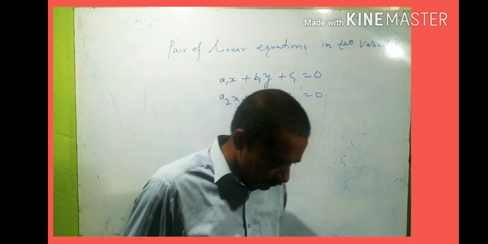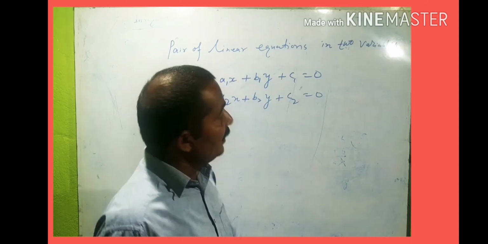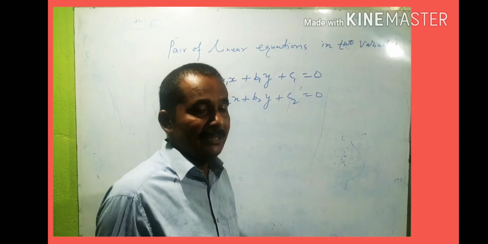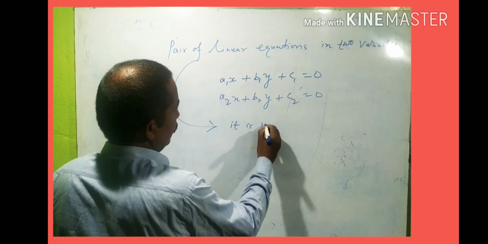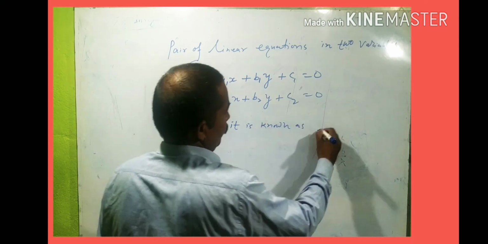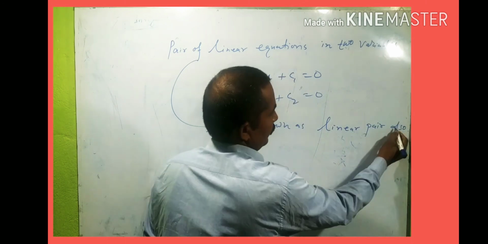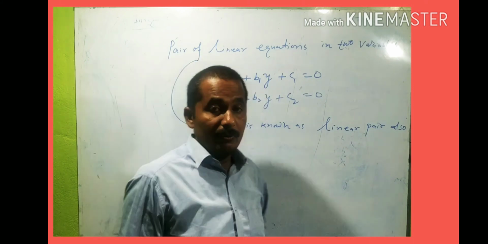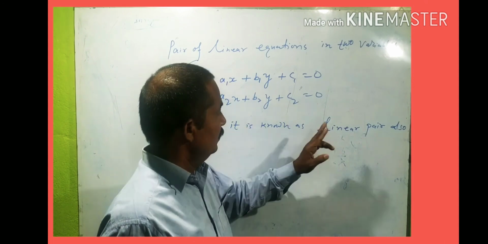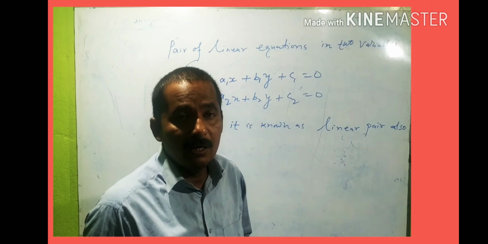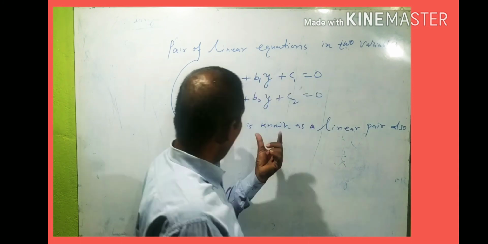And look here. The pair of linear equations, in brief, in short, is known as a linear pair also. You will keep in mind. Pair of linear equations in two variables, in brief, is known as a linear pair. A linear pair. You will keep in mind.